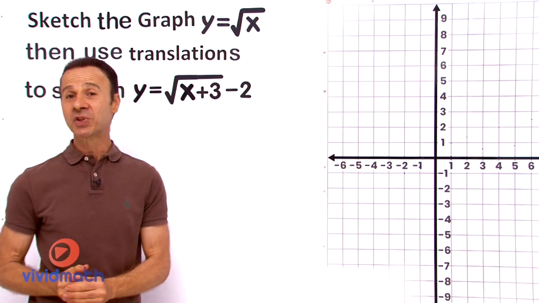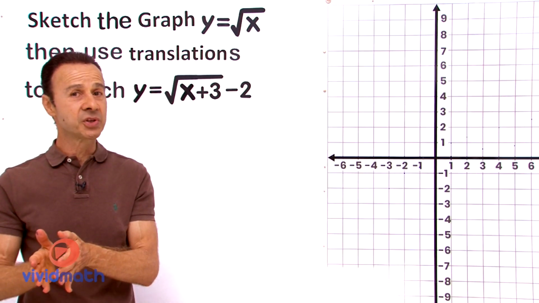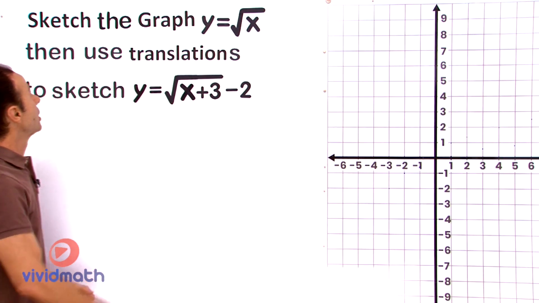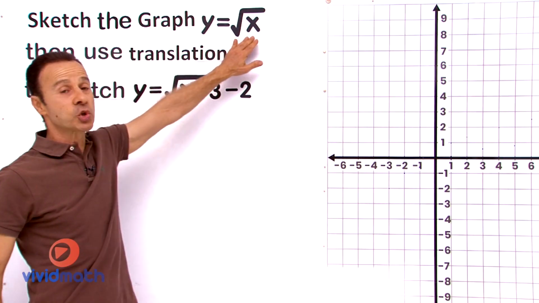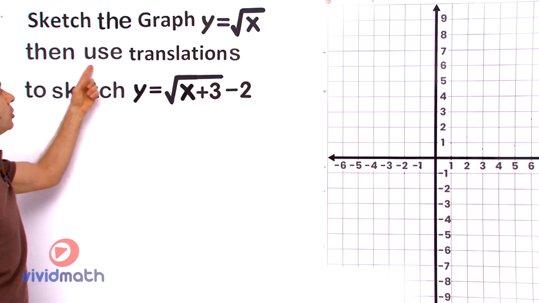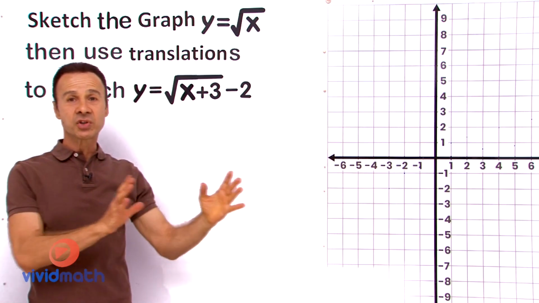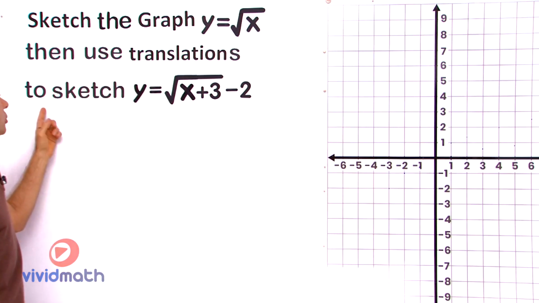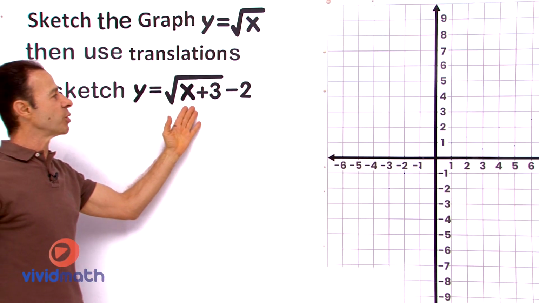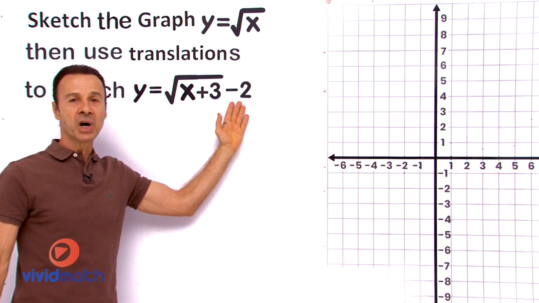Okay, in this video episode, we're using one graph to sketch another graph. The question goes, sketch the graph y equals the square root of x, and then use translations, horizontal and vertical shifts, to sketch the graph y equals the square root of x plus 3 minus 2.